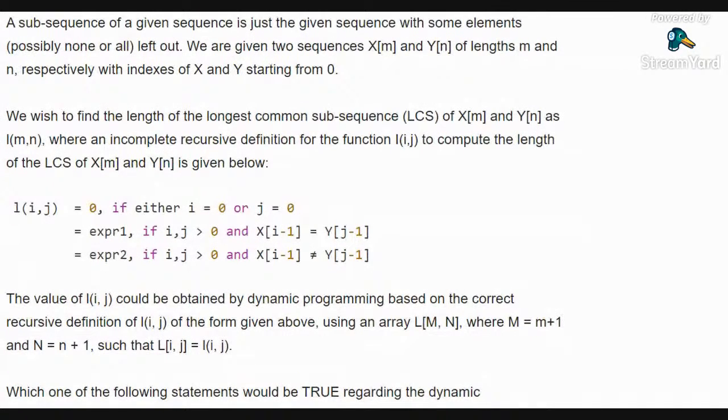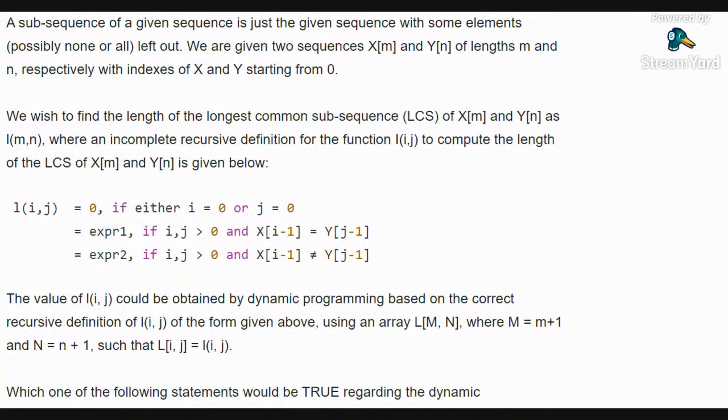Okay, another question is there. A subsequence of a given sequence is just the given sequence with some elements left out. So basically, it is the definition of a subsequence. We are given two sequences, first X and second Y. In X, m characters are there. In Y, n characters are there, respectively. And the indices start from 0. So in X, the index will vary from 0 to m minus 1. In Y, the index will vary from 0 to n minus 1.